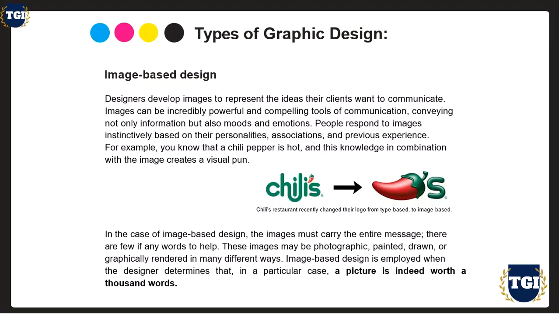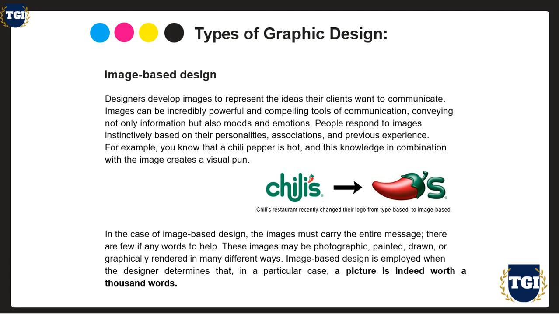So, we are looking at the types of graphic design. Now, basically, there are four major types of graphic design. We have the image-based design, the type-based design, then the image and type-based design, and the symbols, logos, and logotypes. Now, let's look at the first one, which is the image-based design.